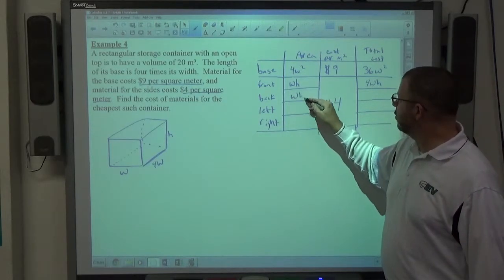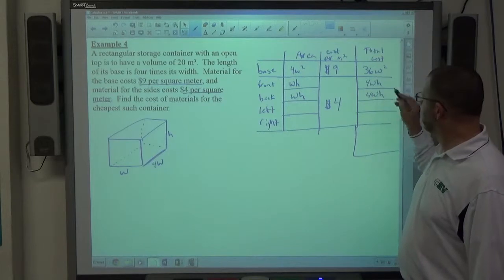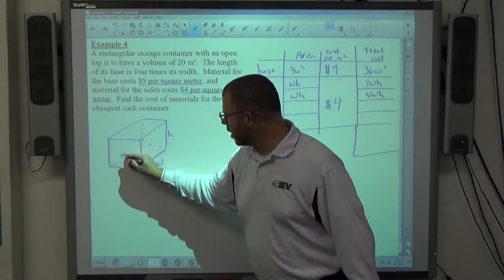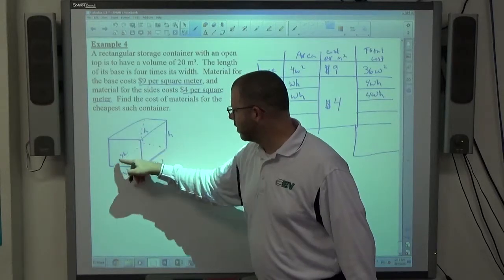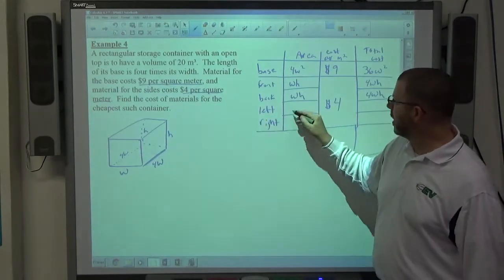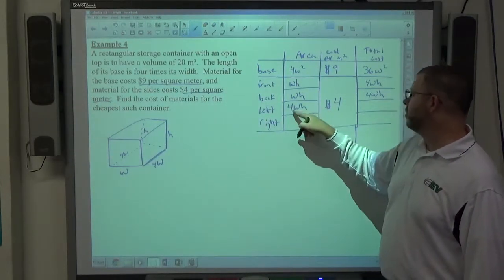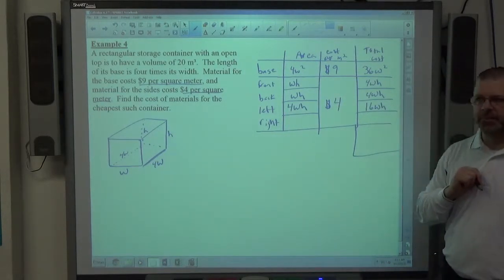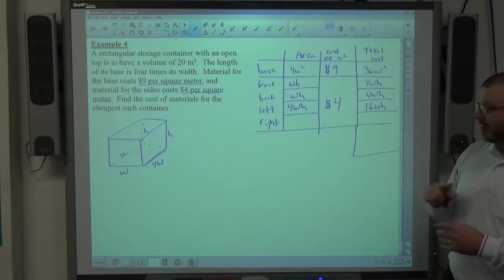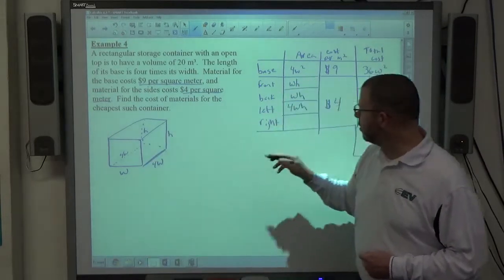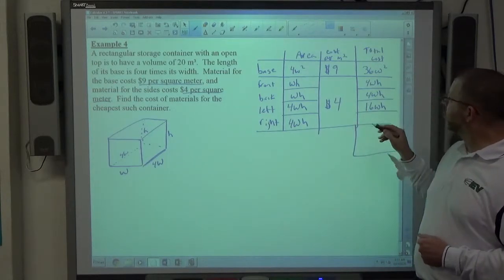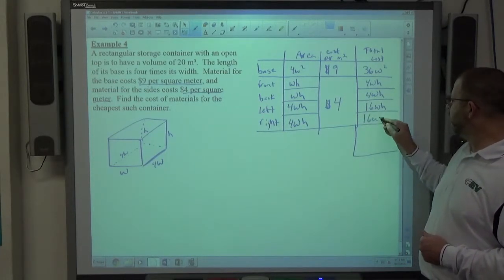So 4WH. The left-hand side, over here, this is 4W, this is H, right? So the left-hand side is 4W times H, which is 4WH. Multiply that times 4, we get 16WH is the cost of the left-hand side. Right-hand side is the same, right? 4W and H are the dimensions, so 4WH is the area, times $4 per square meter gets me 16WH.